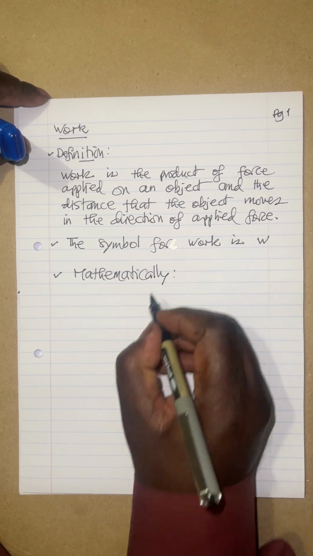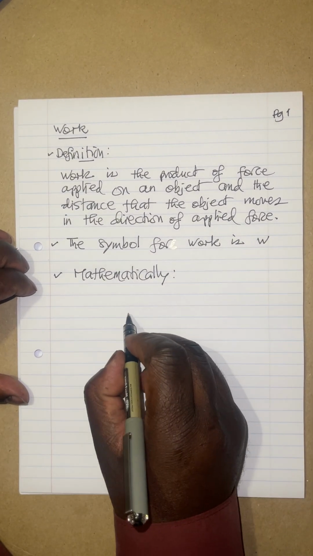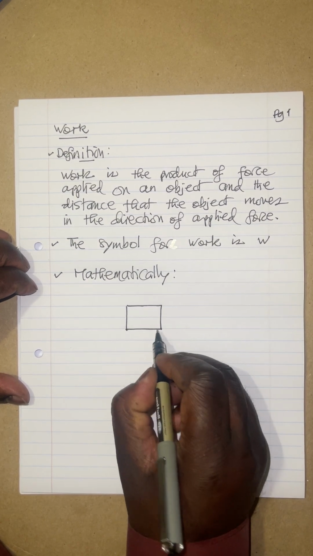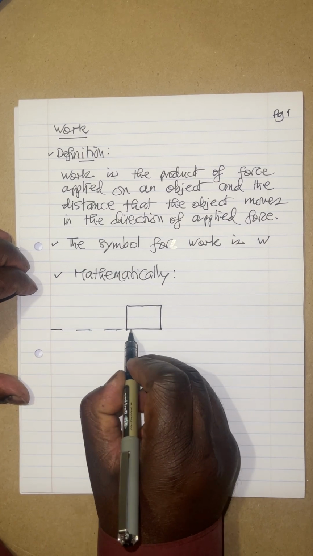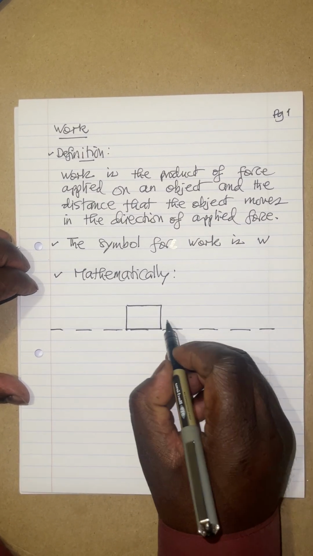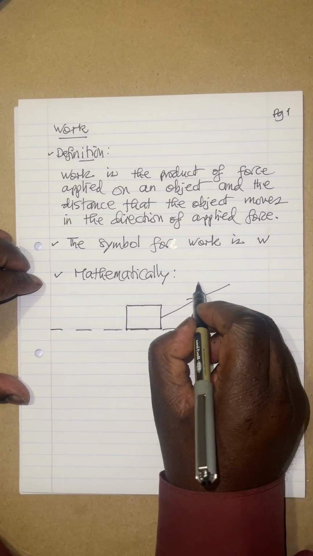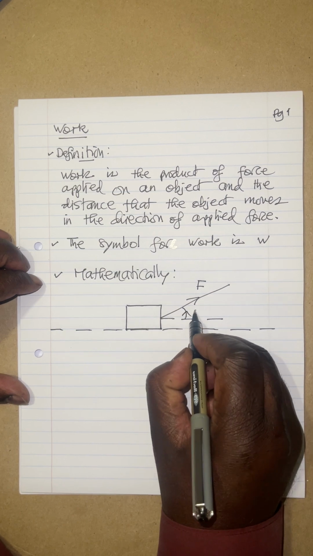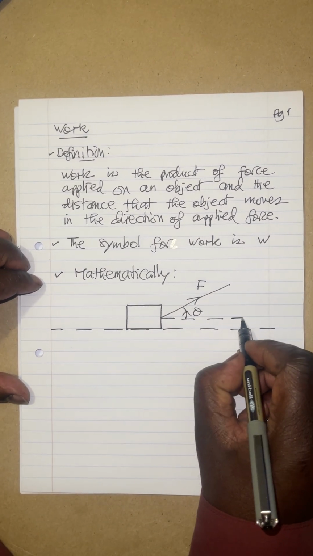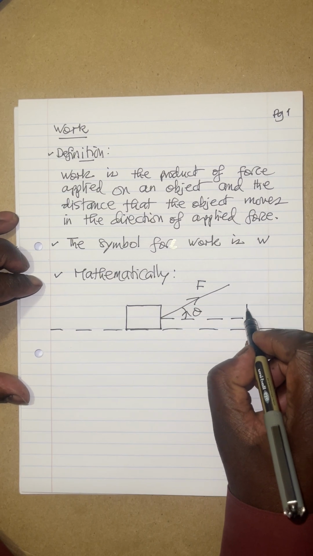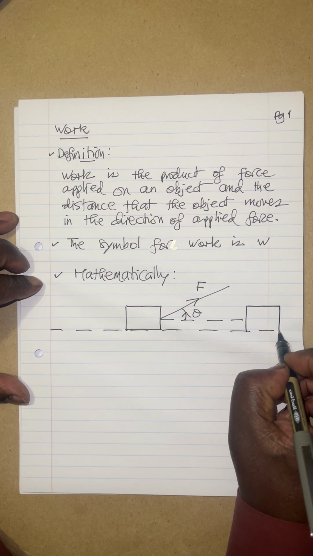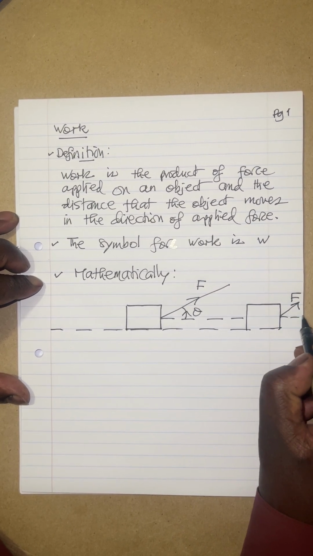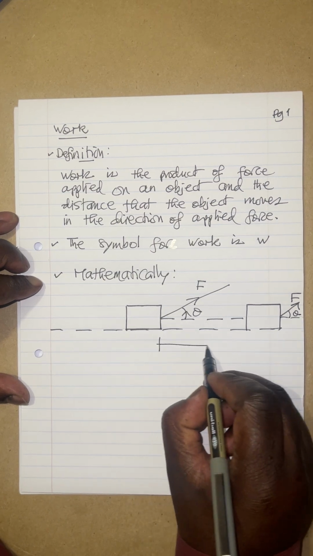Mathematically, how do we define work? Well, let's consider a block being pulled, or dragged, to the right on a horizontal surface by a force F. Let's call it applied force. So we're just going to call it F. And this force is at an angle of theta to the horizontal. Let's say this block moves through a distance of delta x to that position. This force is still acting there, F, and the angle remains theta. Let's say that this distance here is delta x.